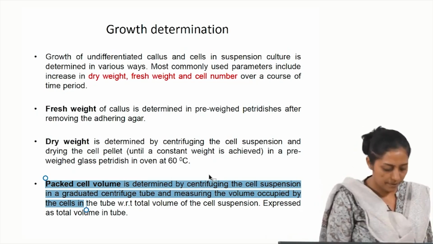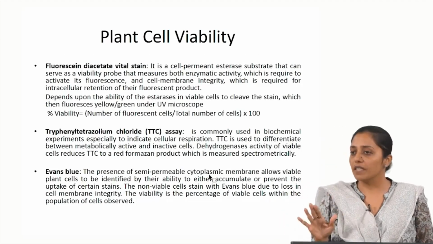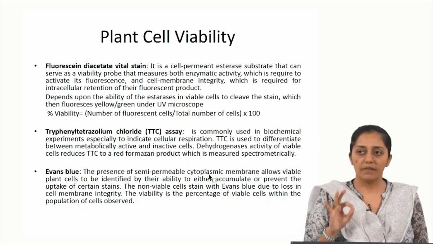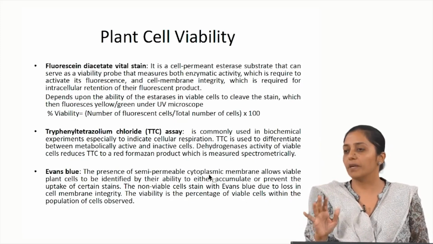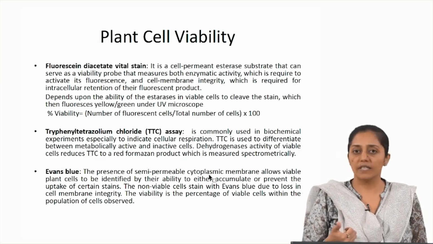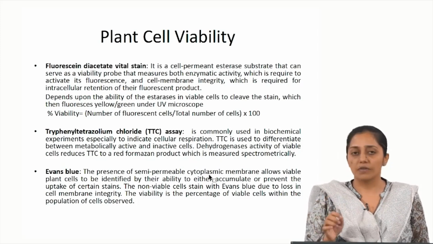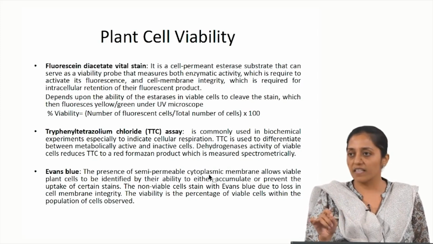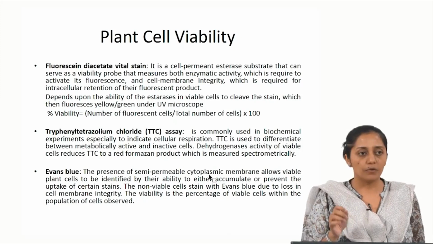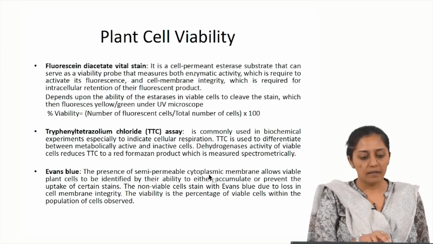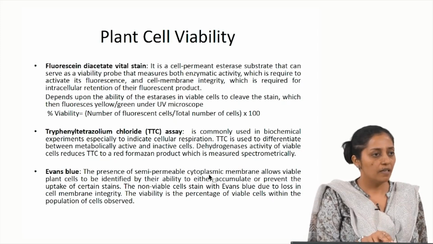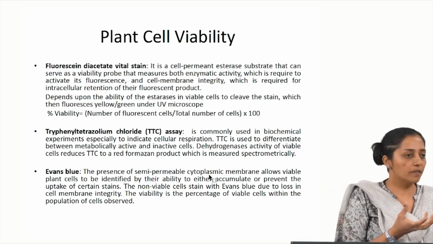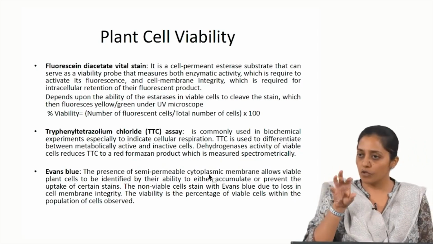Now, talking about plant cell viability, there are many different ways, but here I have listed three which are generally used in literature to determine plant cell viability. One is the fluorescein diacetate vital stain. This particular stain is based on the activity of esterases in the viable cells. These enzymes act on this dye to produce a fluorescent product.